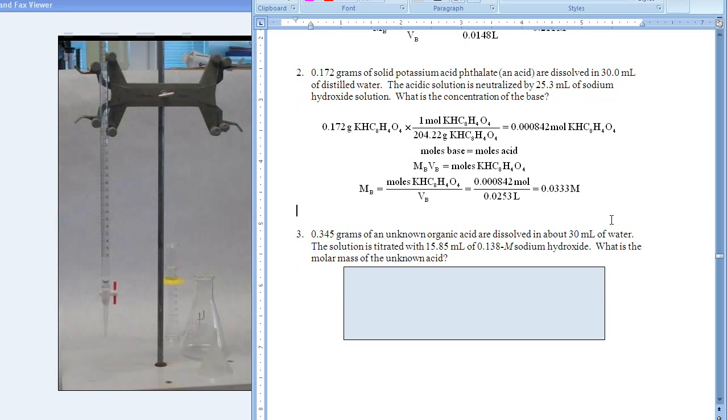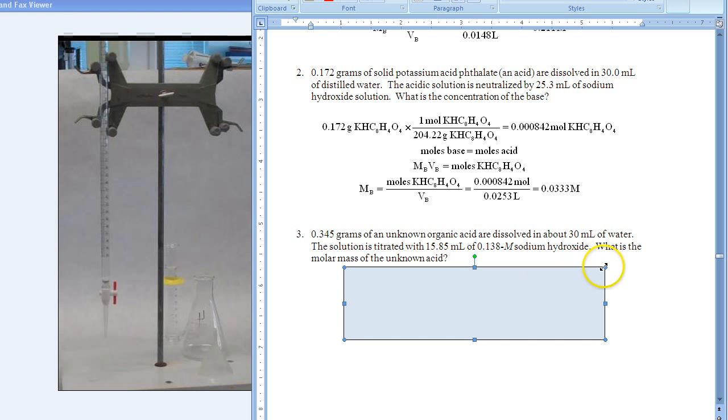Okay. Question 3 is very similar to how you will calculate the molar mass of your benzoic acid. So in this case, it's an unknown organic acid that we're told is titrated with our sodium hydroxide. We weighed the sample of the unknown acid, similarly to how we weighed the potassium acid phthalate up above. But now we don't know the molar mass of our organic acid, so we can't calculate its moles directly as we did with this calculation up here. Okay? So how can we calculate the moles of organic acid?